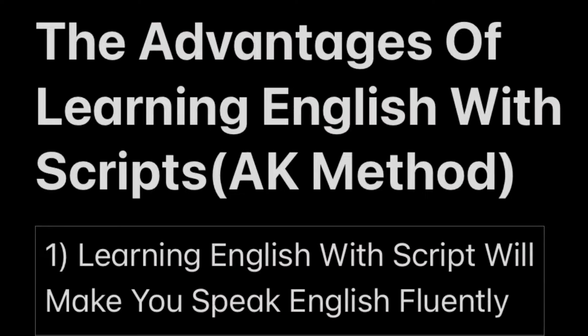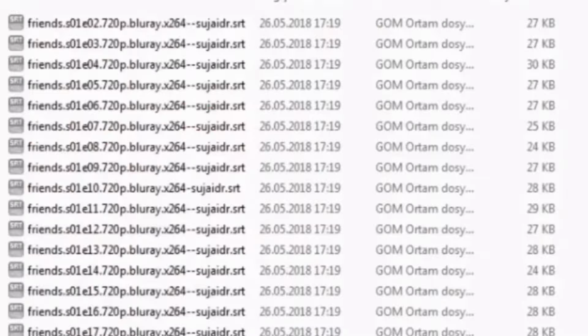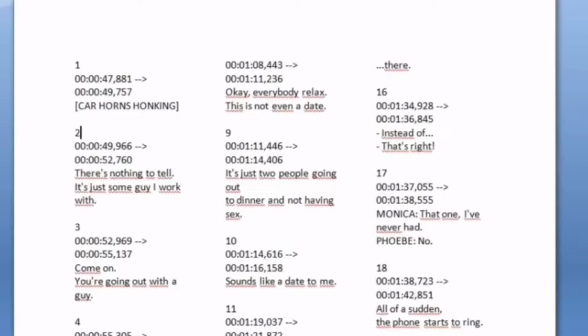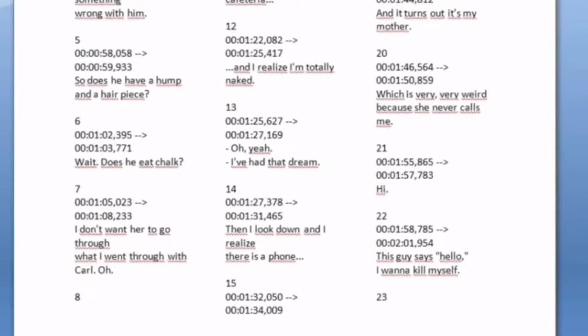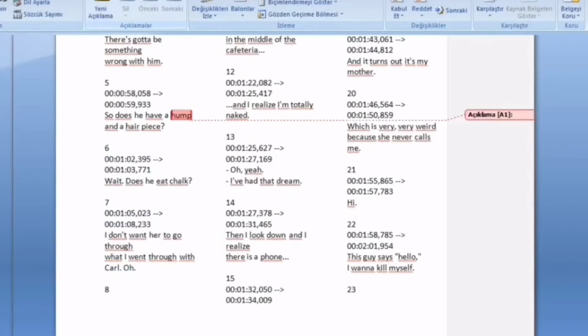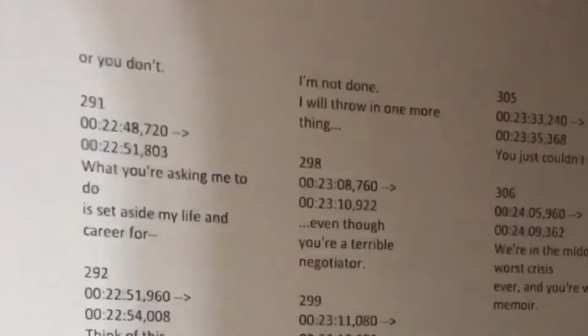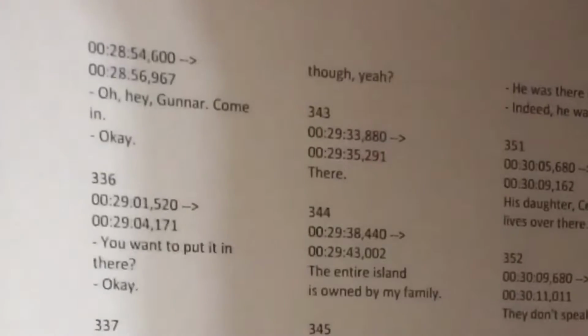Okay, number 1. For those of you who are new to my channel and for those of you who don't know what a script method is, you download the subtitles of your favorite TV shows or movies to your computer. You check out the script, you check out those subtitles, and you see if there are any words or any expressions that you don't know. And if there are, you look them up in the dictionary. Maybe in your first language, maybe in English, it doesn't matter. And you take a note, you write down the definition of the words that you don't know right next to those lines. And after you're done with this process, you get the scripts in your hands, you print them out, and you start to practice with them.